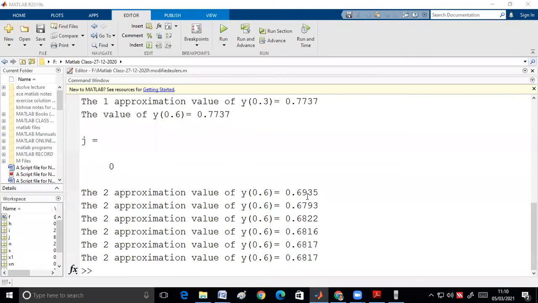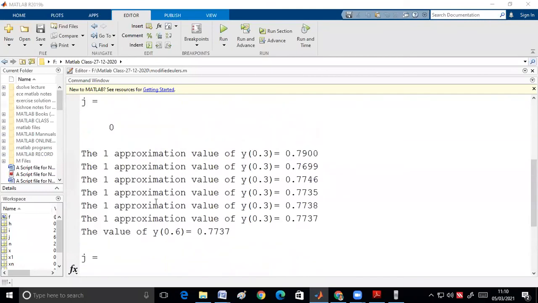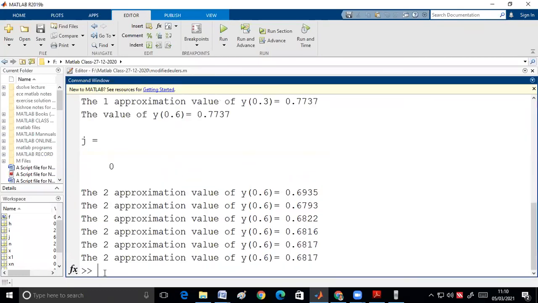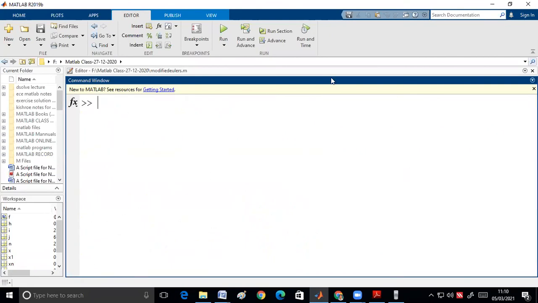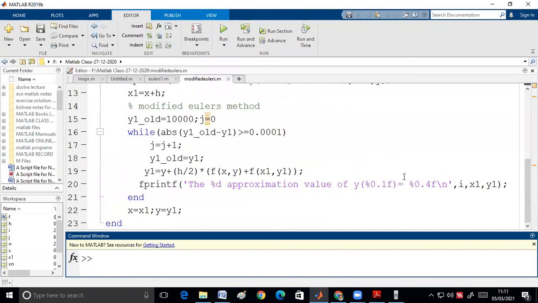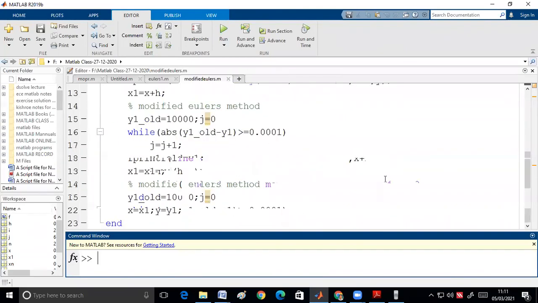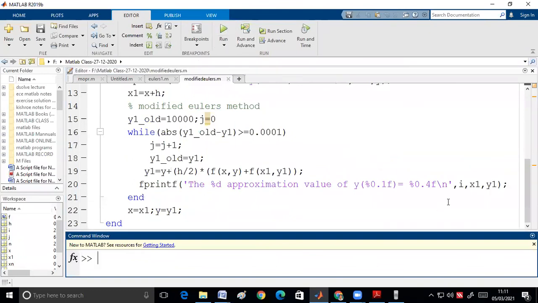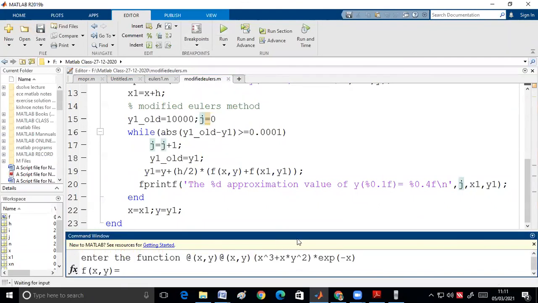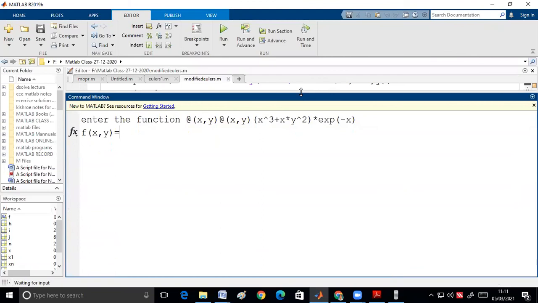Now observe, somewhere the indexing is different. This is the first approximation. I will repeat again. Okay, the answer is correct. Final value. This is J. Now observe. Very easy.